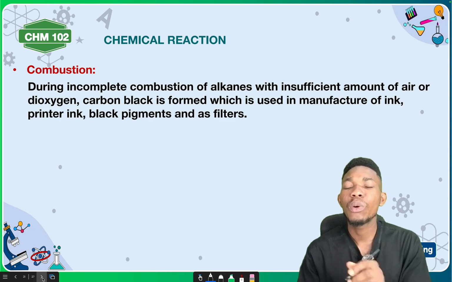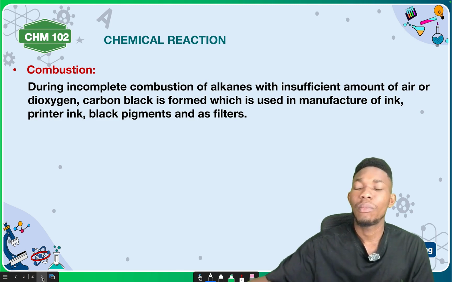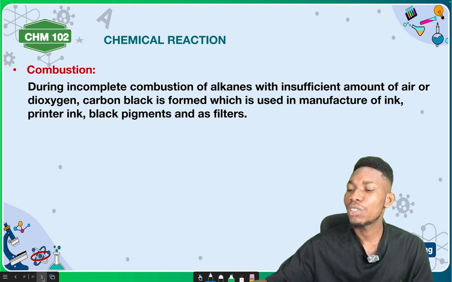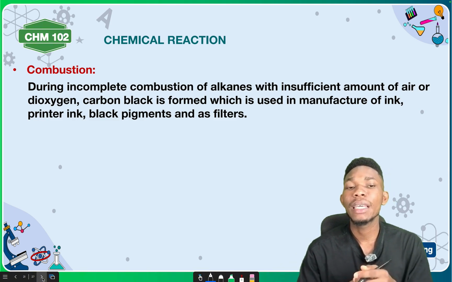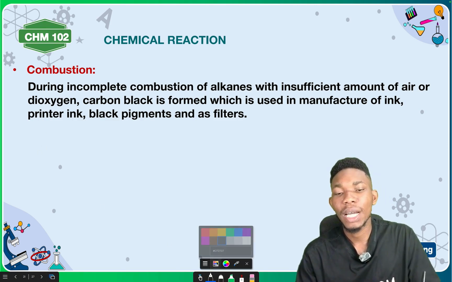How about a situation where there is no complete combustion? During the incomplete combustion of alkanes, with insufficient amount of air or oxygen, what is formed is carbon black. And that carbon black is what is used for the manufacture of our ink, printer ink, black pigment, and as what? Filter.